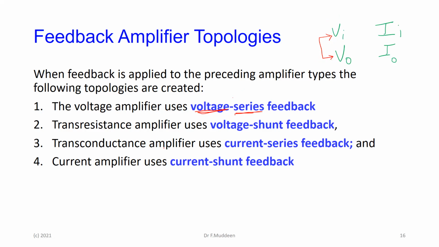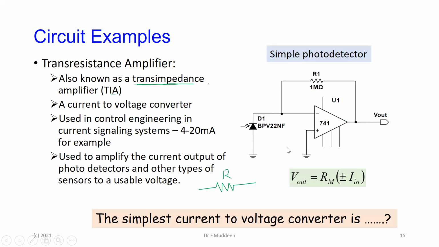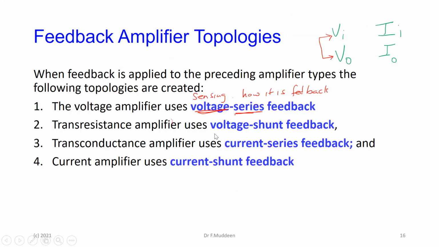So a voltage amplifier senses the voltage. In terms of the name here, what you have is what you are sensing and how it is fed back. So the voltage amplifier is sensing voltage and feeding it back in series. What does the transresistance amplifier do? Remember the transresistance amplifier is current in and voltage out.